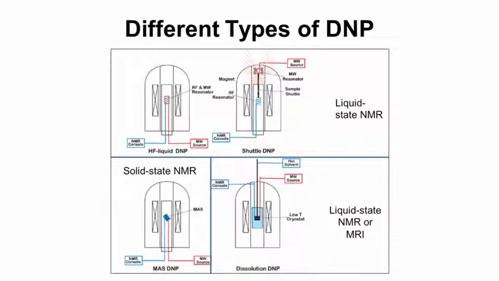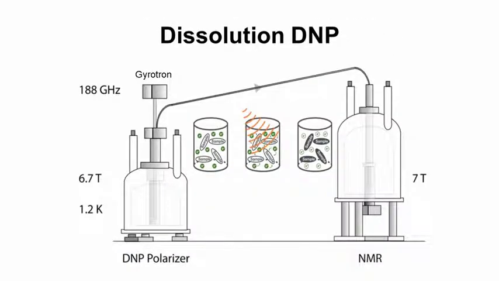There's also solid state DNP, where you can keep everything in the solid state and use magic angle spinning. But again, you have to have both a microwave generator and an NMR compatible system. And then there are also methods that use what's called dissolution DNP, which is used for both MRI and NMR. And this is explained a bit more here.